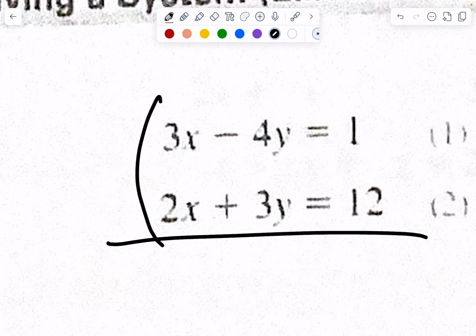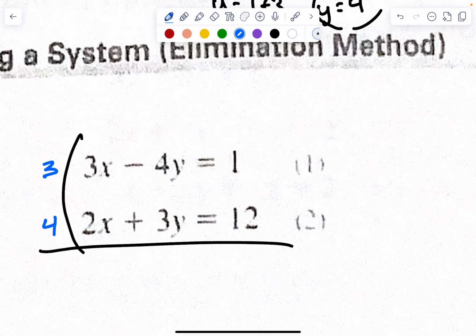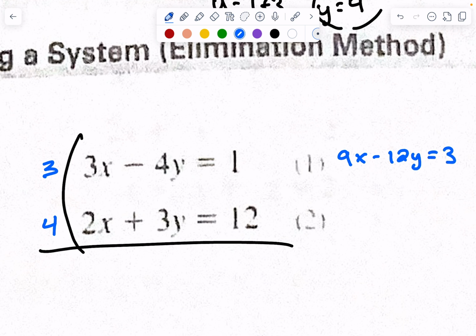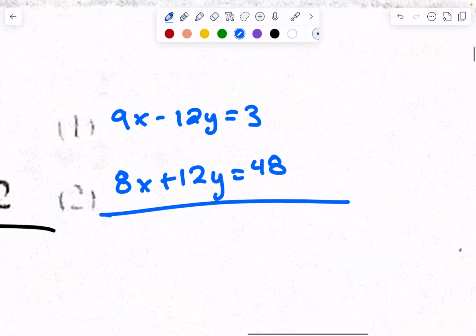So if we do the y's, we'll have to make both of them 12s. The top equation we'll multiply by 3, and the bottom equation we'll multiply by 4. I'm just going to put them off to the side. So 9x minus 12y equals 3 is your top guy. Your bottom guy, 8x plus 12y equals 48. Then you're just adding those equations together. The y's should cancel, right? How many x's?